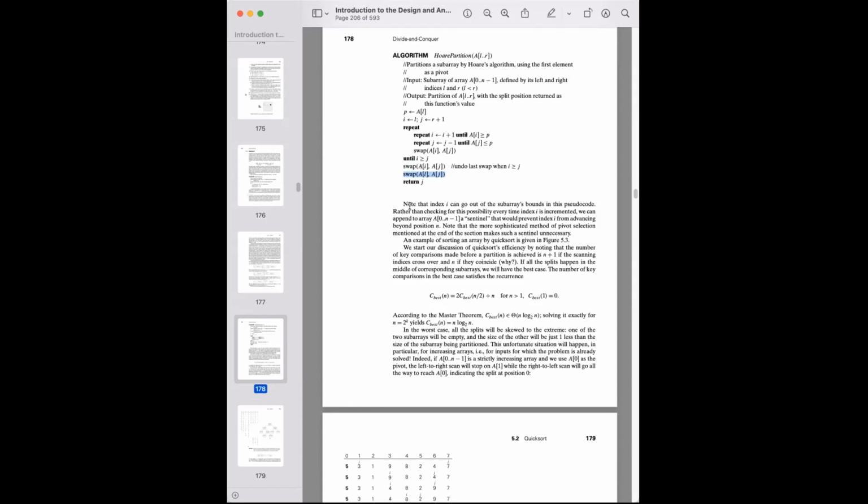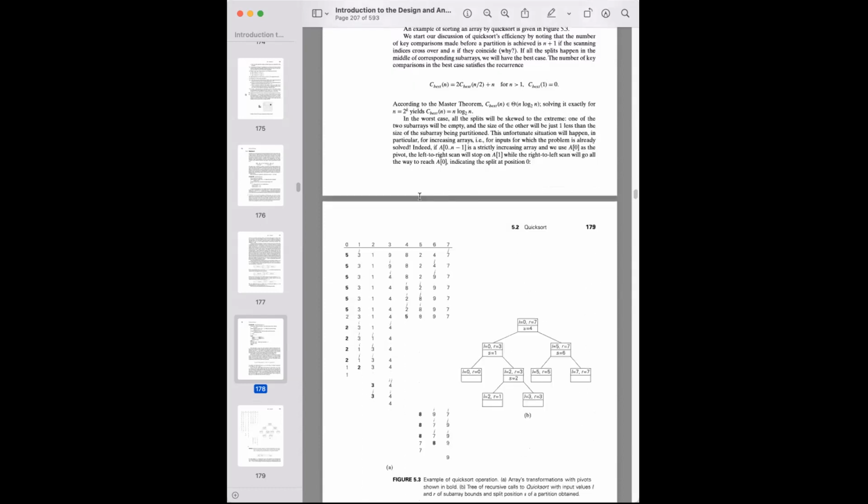And then we're going to return our position for J. So that's the partition that we're going to do. What it looks like, again, is like Lomuto, except we're going from both ends.